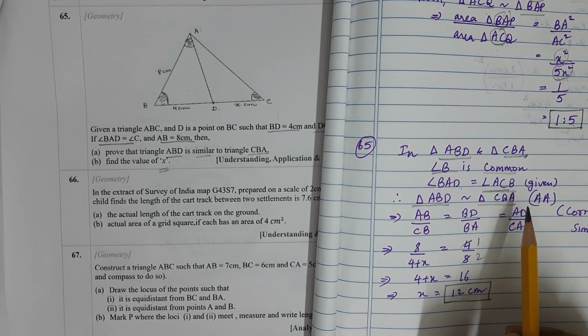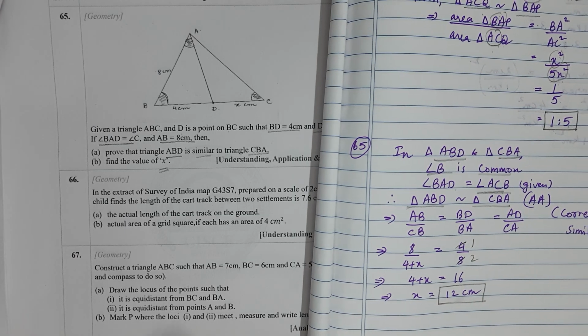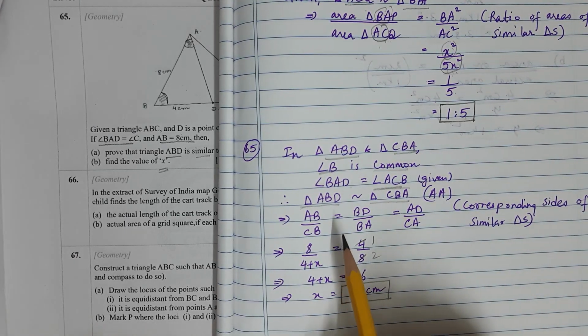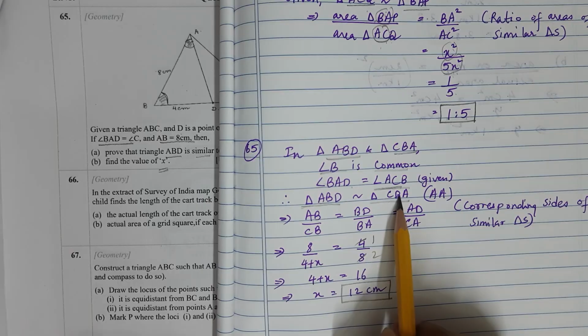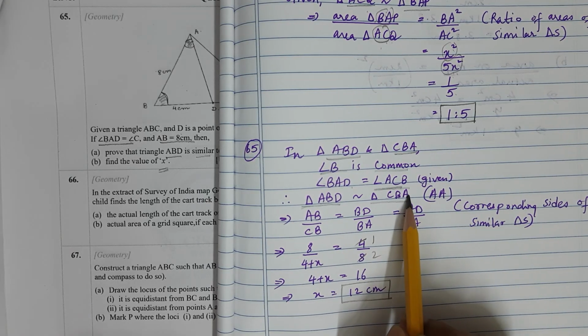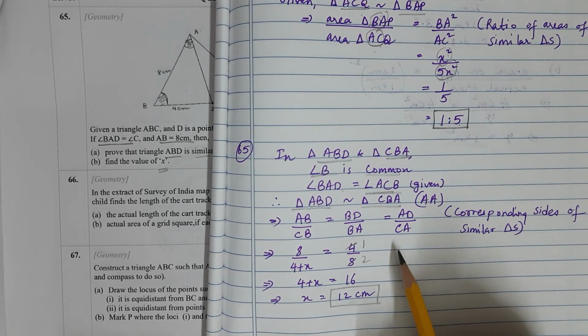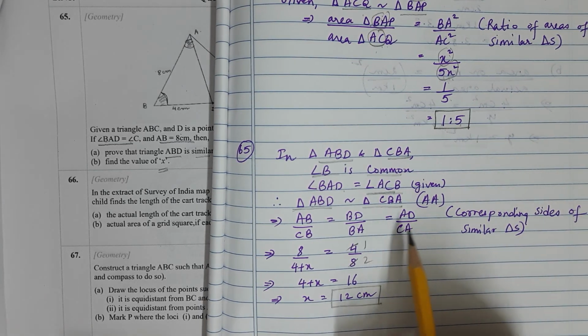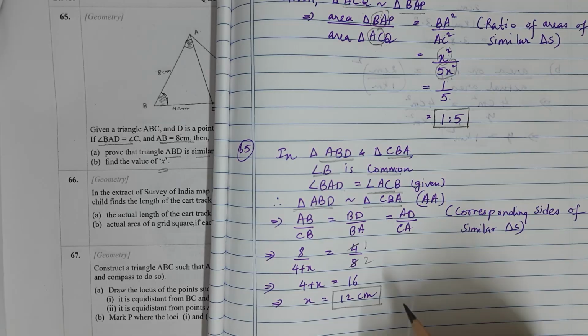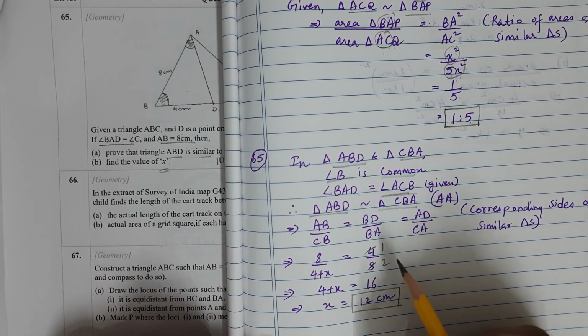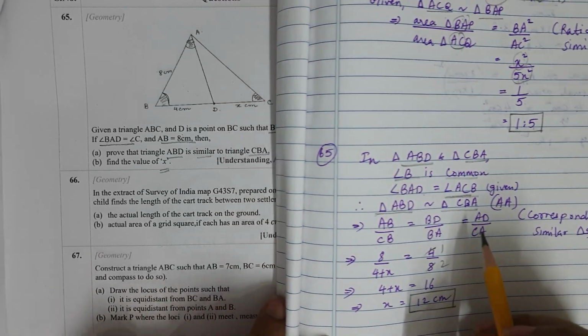And hence I can say that the ratio of sides AB by CB equals BD by BA equals AD by CA. So corresponding sides of similar triangles are in the same ratio. And then I am interested in finding the value of x.